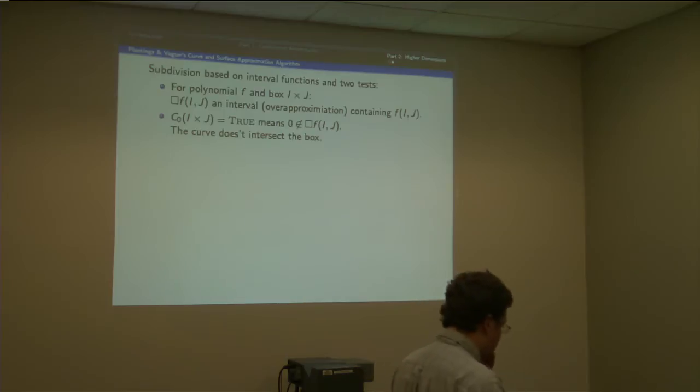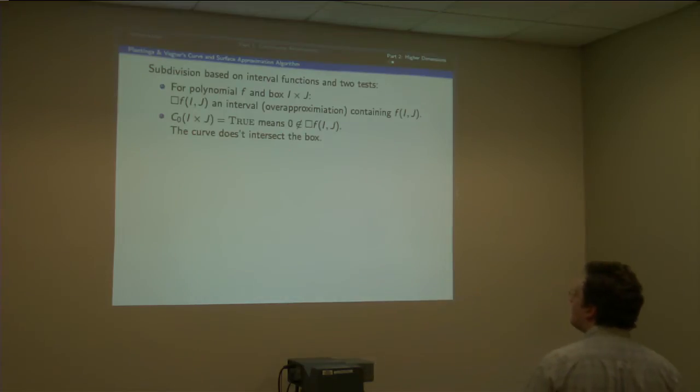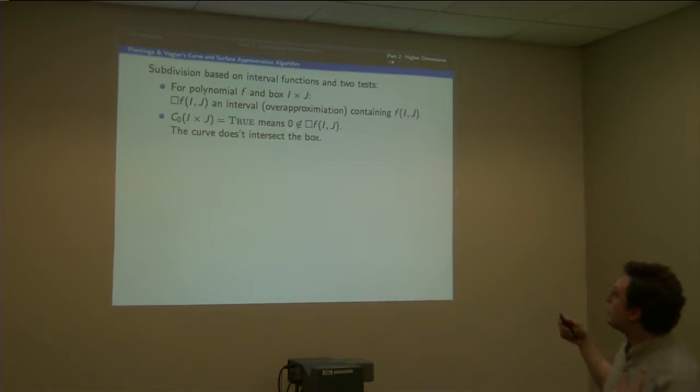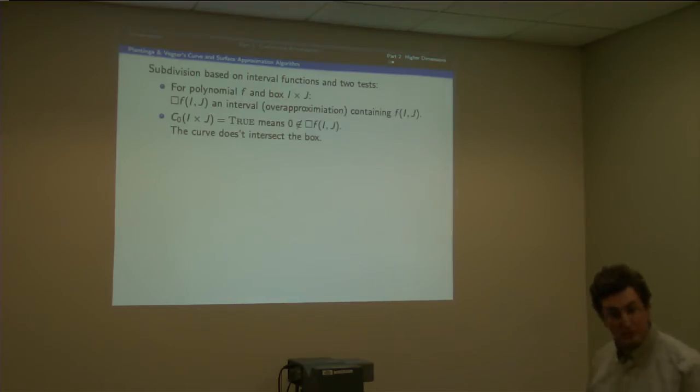Okay, so the two tests are C0 and C1. C0 being true means that 0 is not in the over approximation. So this is the planar vectors algorithm. 0 not in the box means the curve doesn't intersect the box. There's no value of 0 in the image because this box is an over approximation, so the curve just doesn't enter the box. We can ignore that box.